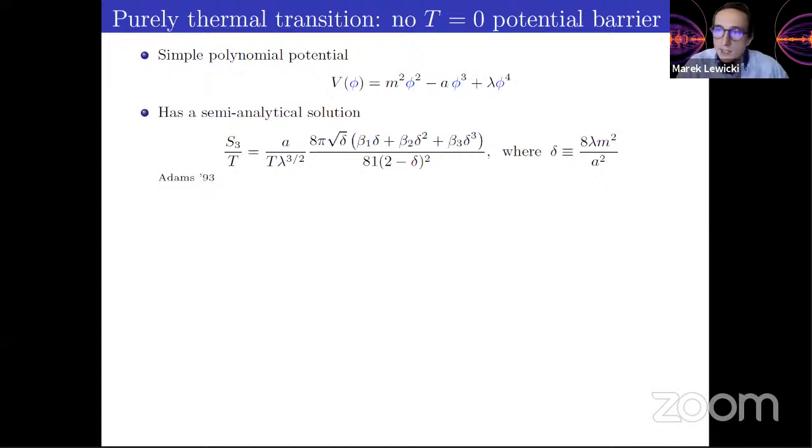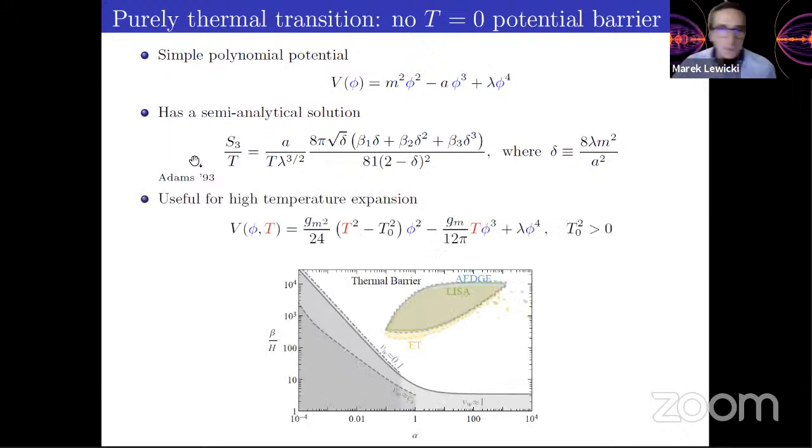To try and see what is possible in various types of models, we tried to do as generic a study as possible. We just used a very simple potential in which I can really probe the entire parameter space, because there is a very simple semi-analytical solution, but one can check that this is actually quite accurate. As an example, in a very simple high temperature expansion, there's no barrier at T equal to 0. But essentially, we can probe the entire parameter space.